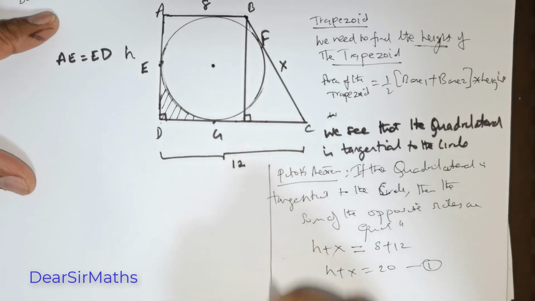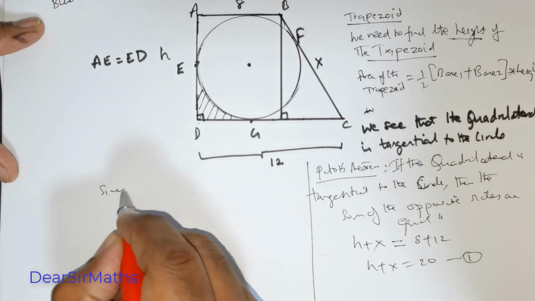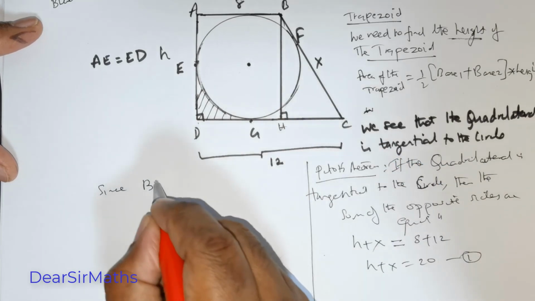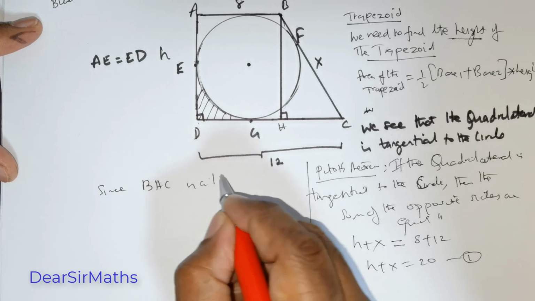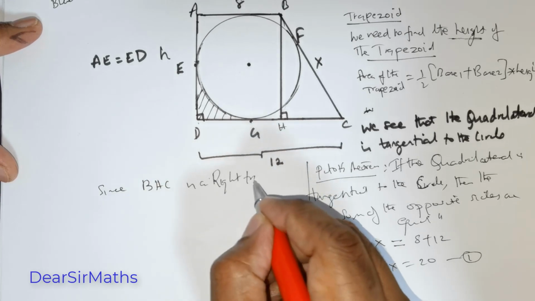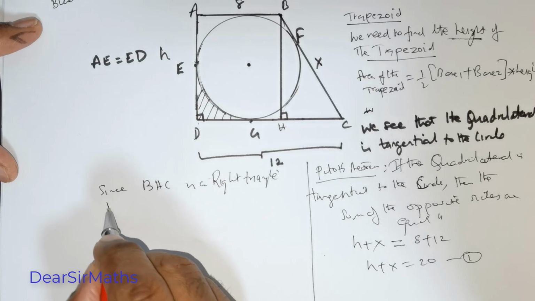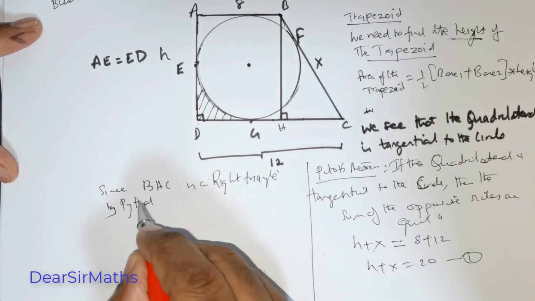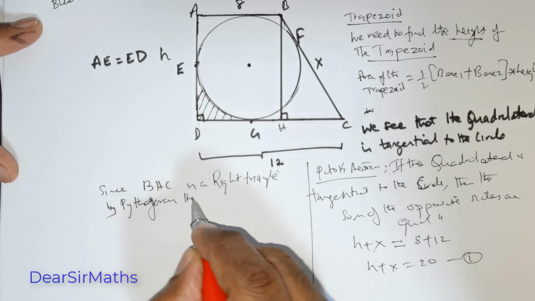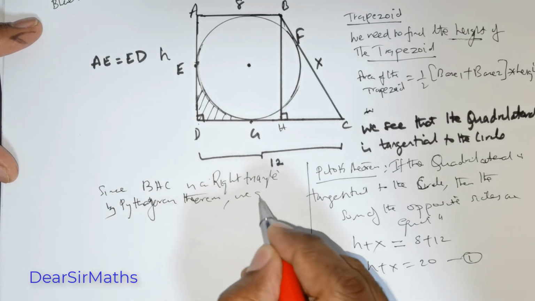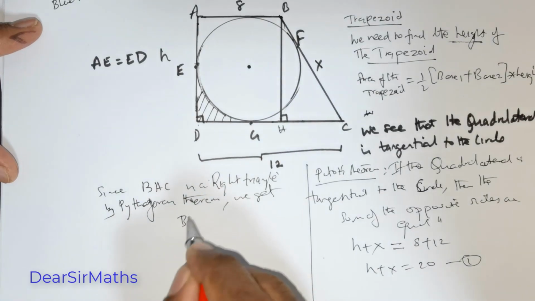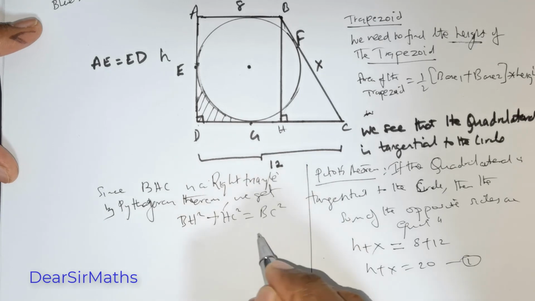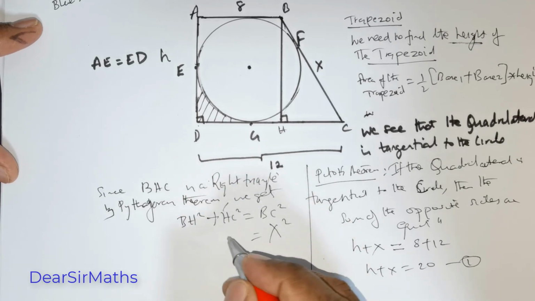Now since BHC is a right triangle, we can use Pythagoras, right? By Pythagoras theorem, we get, what do we get? BH squared plus HC squared is equal to BC squared. This is x squared.